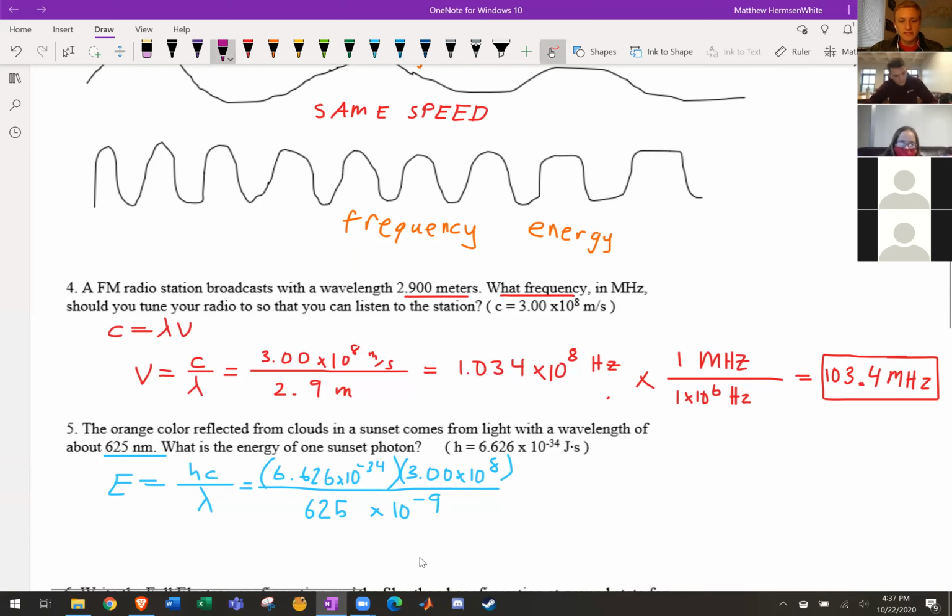So when I write times 10 to the minus 9 here, that's because a nanometer is equal to 1 times 10 to the minus 9 meters. So you can do your conversion separately if you want, but it's easiest if you just add the times 10 to the minus 9 right on the end. So just putting that in your calculator, I get that the energy of 1 photon is 3.18 times 10 to the minus 19 joules.